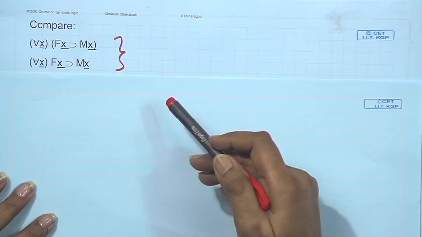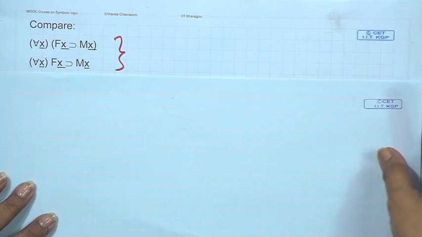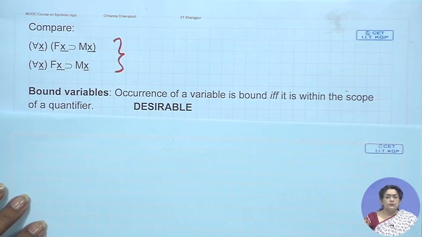Now, I am going to use this idea of scope of a quantifier to then further talk about free and bound variables. Okay. Consider, for example, these 2 sentences. Take a closer look, okay, so that you can see what is there in the first sentence and what is there in the second sentence. Now I am going to define what a bound variable is.